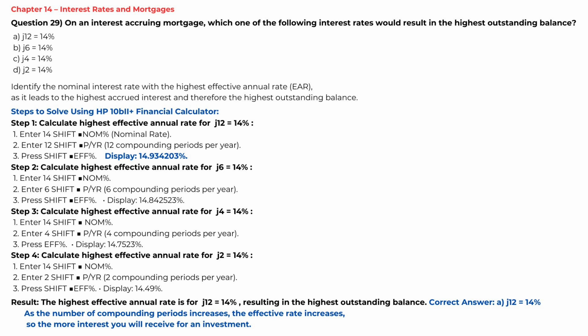Calculate highest effective annual rate for J2 equals 14%. Enter 14, shift NOM. Enter 2, shift PYR, 2 compounding periods per year. Press shift effective. Calculator display 14.49%. That is J1 equals 14.49%.